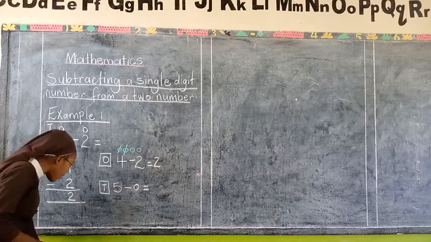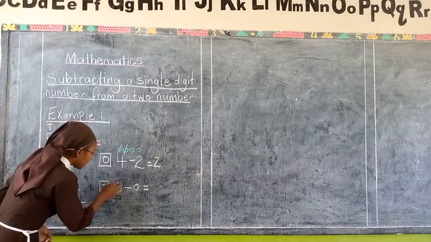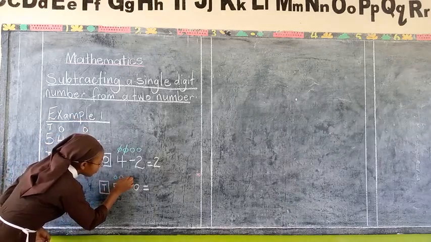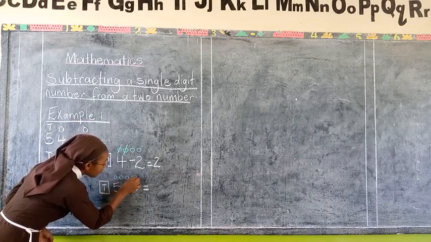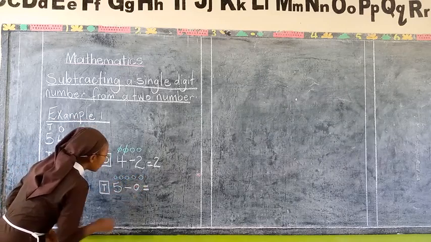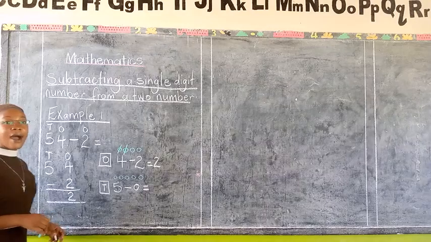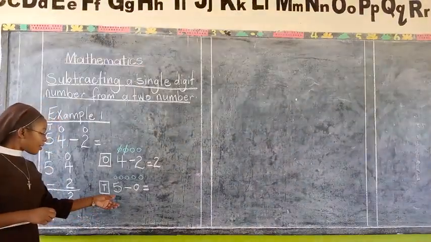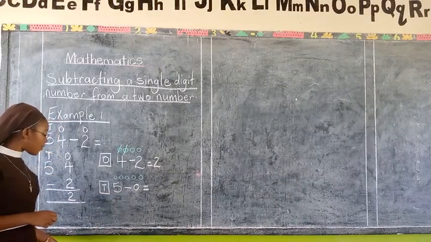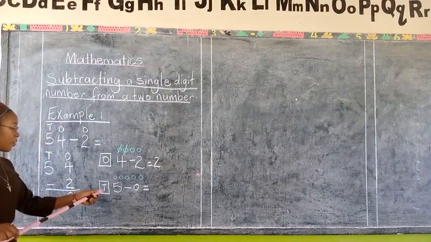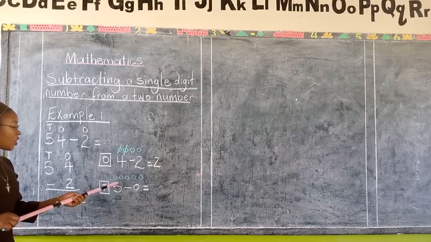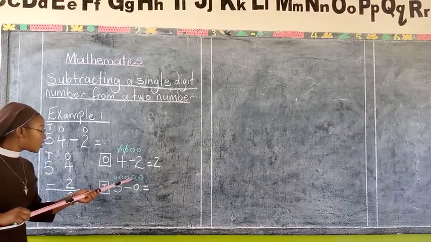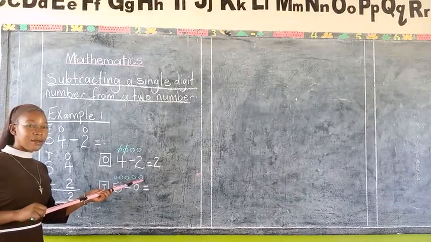So we shall have our 5 balls here. 1, 2, 3, 4, 5. We say 0 is the same as nothing, meaning there is nothing that we are going to take away from 5. So we shall remain with our 5 balls because we have not taken away anything.